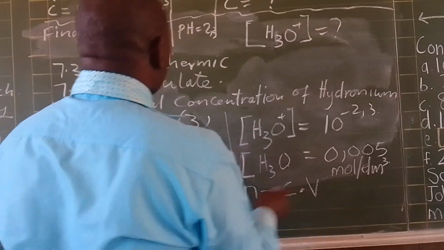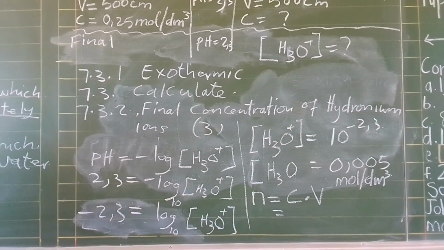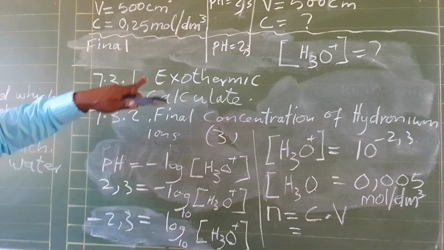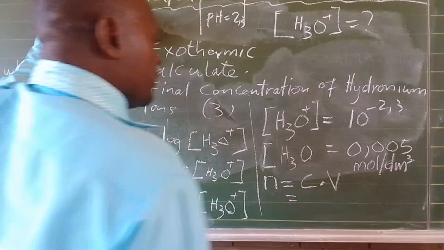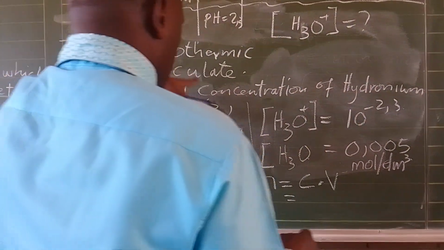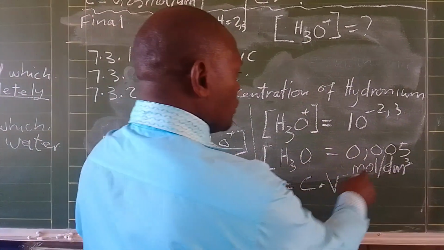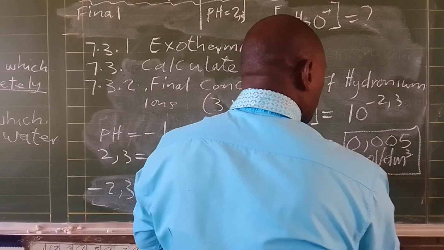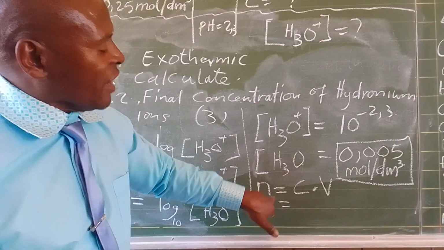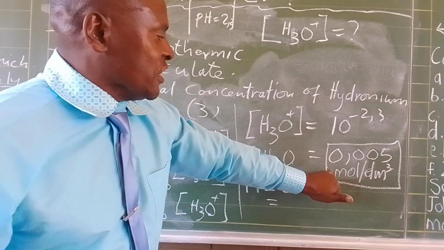The concentration was given from the beginning as 0.25. No, the concentration is what we just calculated here. This is the concentration of the hydronium ion. Now we want to find the number of moles of this concentration.